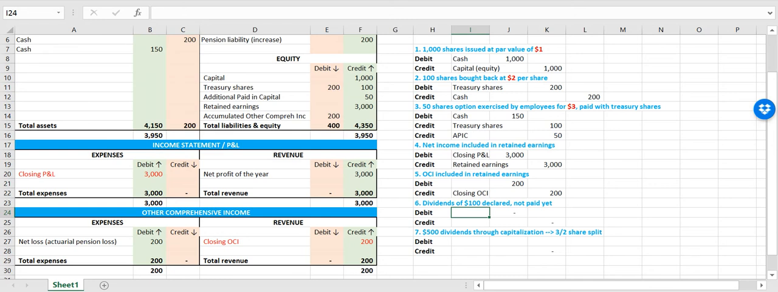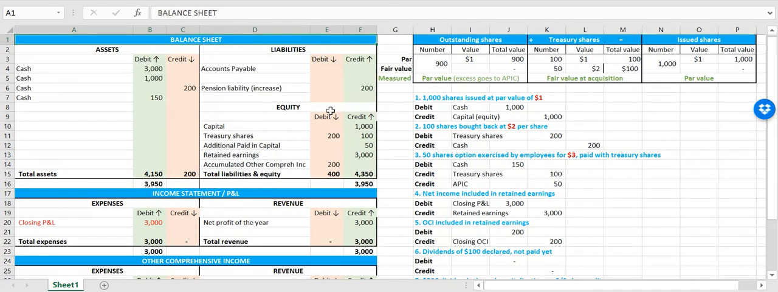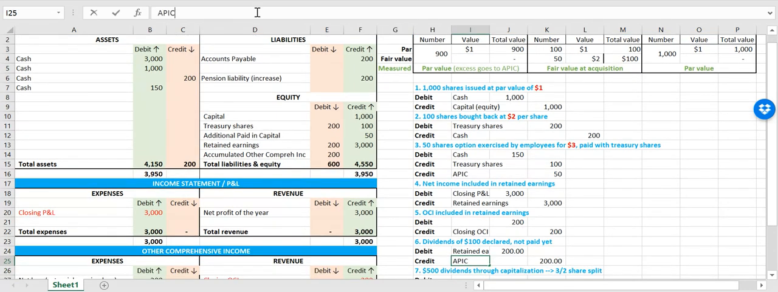That's it. Now let's declare some dividends. So declaring dividends means taking out money from your retained earnings, right? And if you're paying them, it affects cash. In this case, we're not paying them yet, so we have a liability with our shareholders. So it's debit retained earnings, this is decreasing, and we have an account payable that appears.